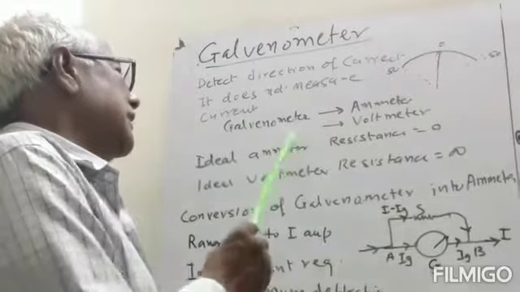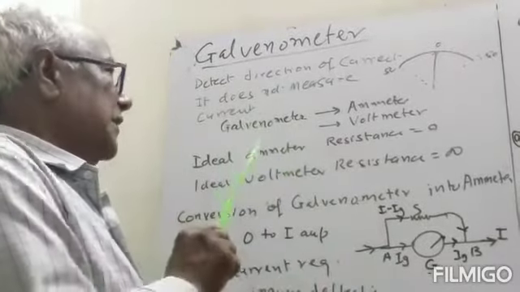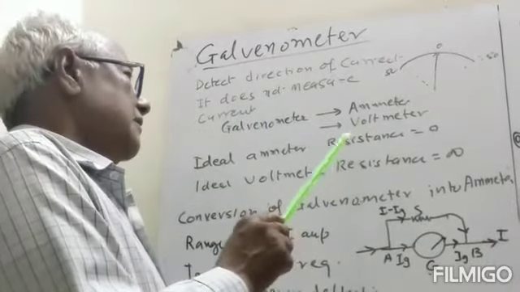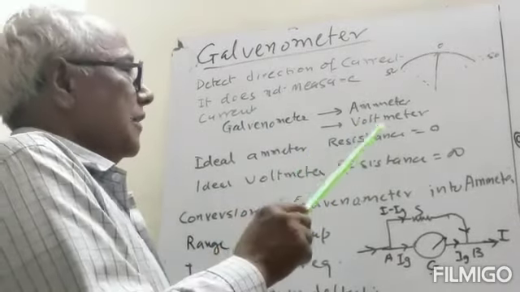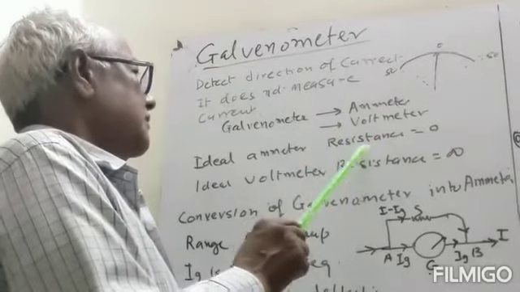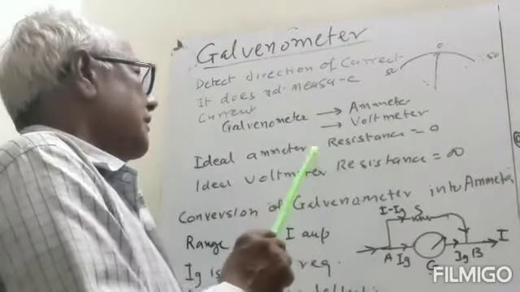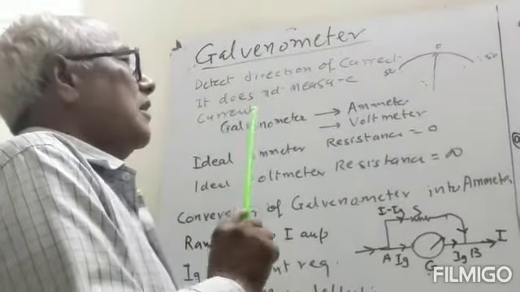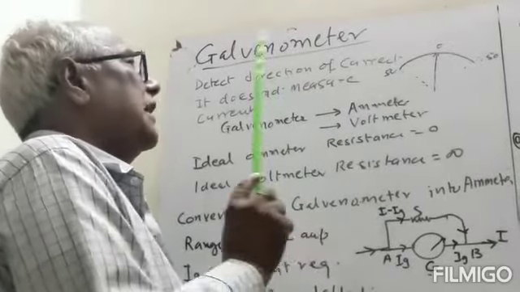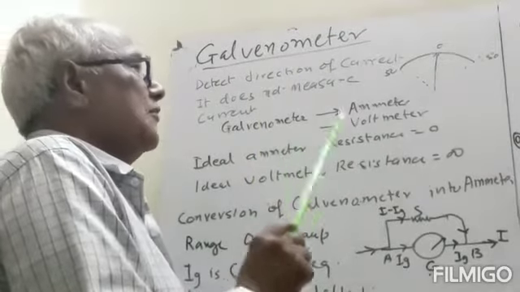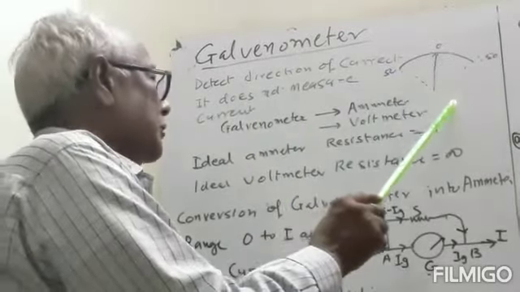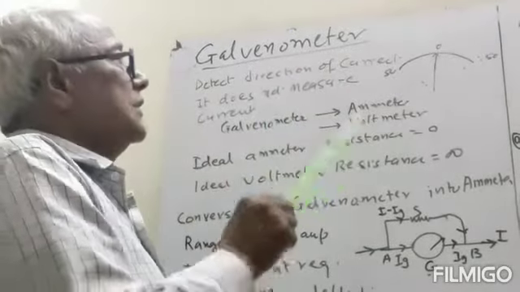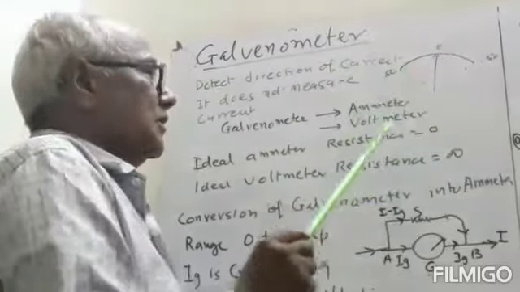So, in both the cases, the ideal ammeter is not possible, or we cannot have an ideal ammeter which is converted from the galvanometer. Similarly, we cannot have an ideal voltmeter which is converted from the galvanometer.